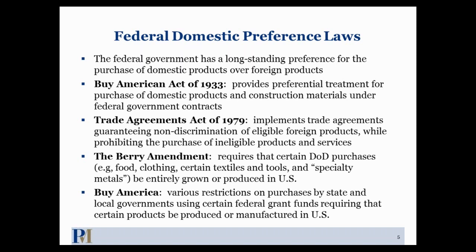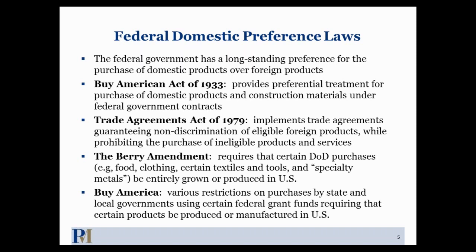But we also just wanted to mention a couple others. There's the Berry Amendment, which requires that certain Department of Defense purchases, for example, food, clothing, certain textiles and tools, and acquisitions of aircraft, missiles, or space systems, ships, tanks, or automotive items, weapon systems, and ammunition be entirely grown or produced in the U.S. For those later ones, the specialty metals on those aircraft, missile systems, et cetera, have to be grown or produced in the U.S. And the Berry Amendment is more restrictive than BAA and TAA. They have to be entirely made in the U.S.